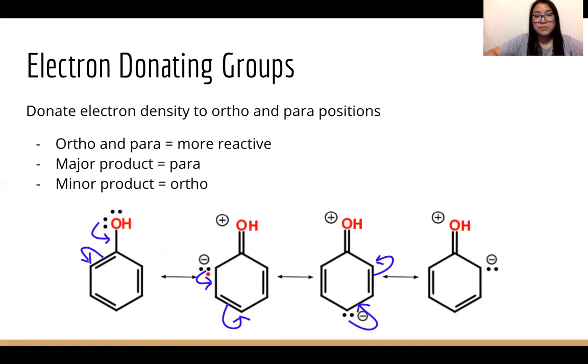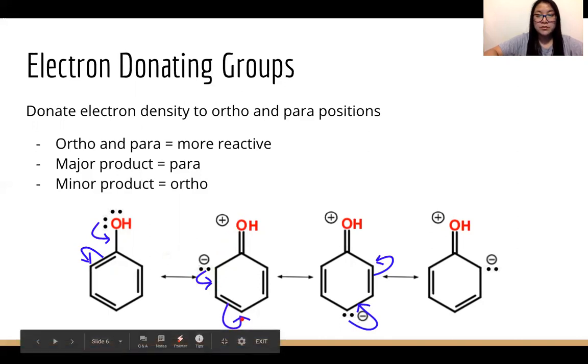And if you do the same thing, go through with the resonance, push this down to make another pi bond, and push this pi bond up to form another lone pair. This is now the para position, which has more electron density, so is therefore more reactive. And you go again, and it would form another lone pair on the other ortho position.